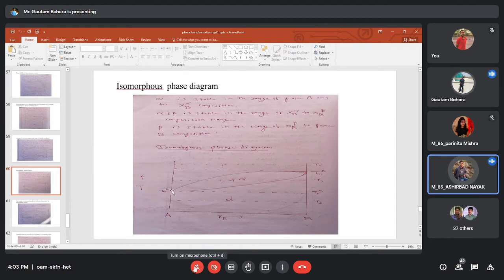Melting point of pure A? Very good. Melting point of pure B? This is the melting point of pure A. This is the melting point of pure B. And anybody remember what this boundary is called?